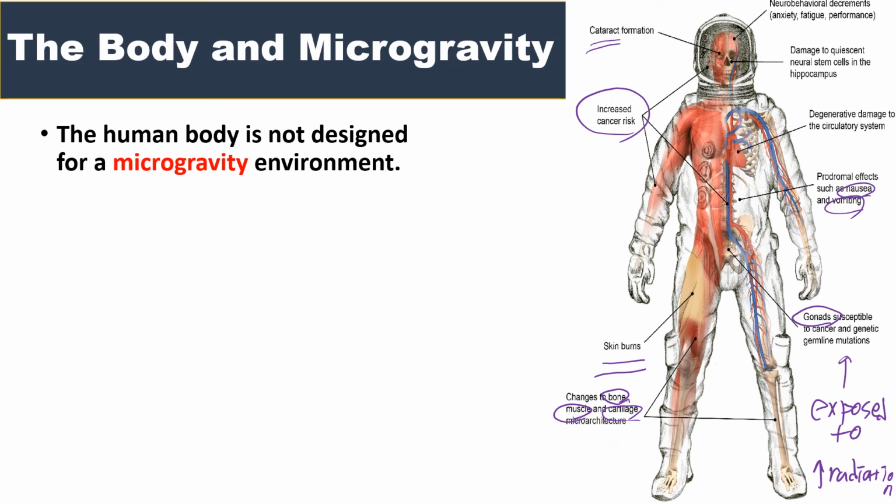Cataract can form, with impairment of visual ability. Neurobehavioral decrement: anxiety, fatigue, and reduced performance. And also you can have a little bit of damage in the neural sensors, in this case neural stem cells. The circulatory system is not going to circulate as efficiently as on Earth because of the lack of gravity. There can be a little reverse direction of the blood if it's extreme.